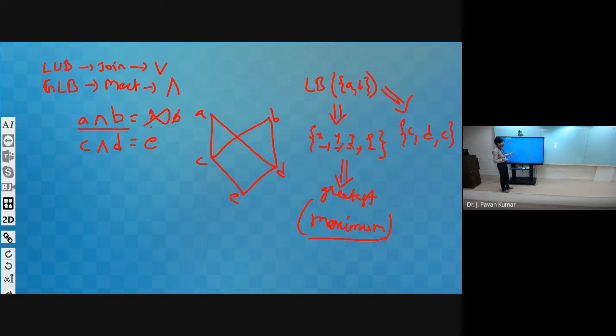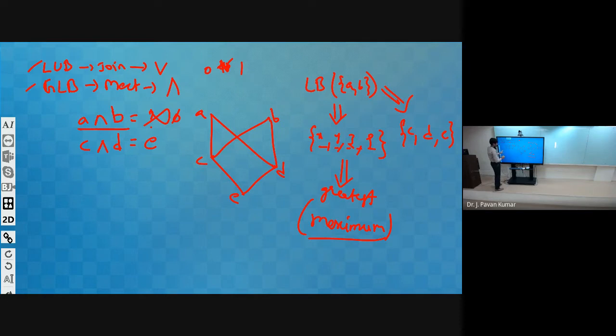How many greatest lower bounds can we have? Only one, sir. If we have one greatest lower bound, it will be 1, otherwise 0. So either 0 or 1, that's it. At most 1 greatest lower bound we can have. So now this is called join, this is called meet.